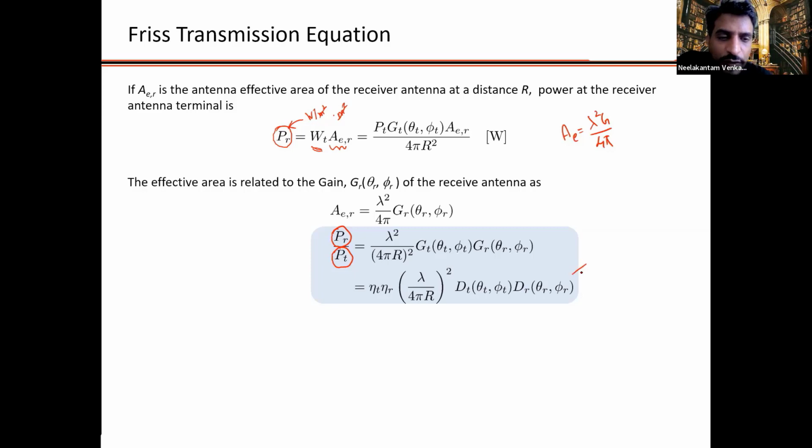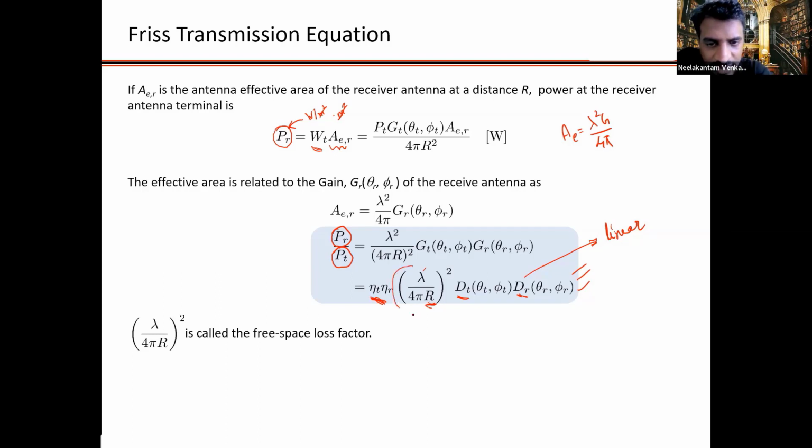That turns out to be this equation here, which depends on the wavelength, on the distance between the transmitter and receiver, on the efficiency of the transmitter and receiver, and on the directivity. This directivity is linear, not in dB. You have to know when to use dB and when to use linear.